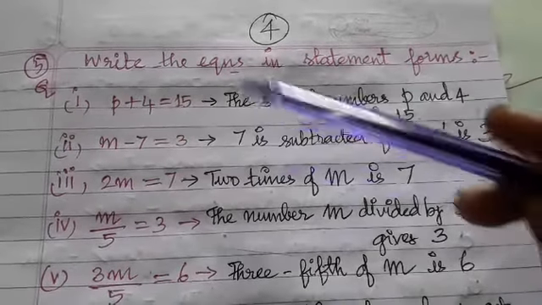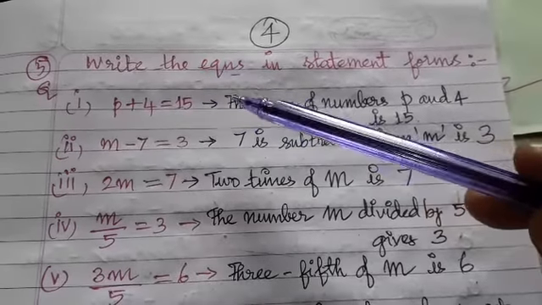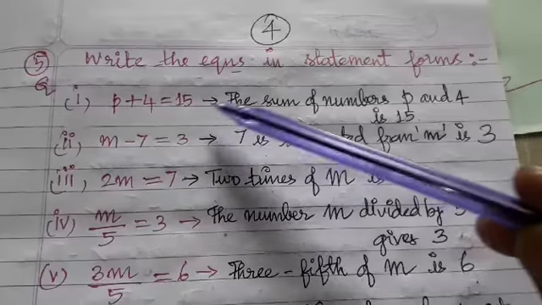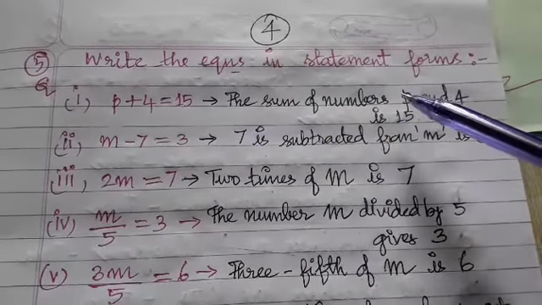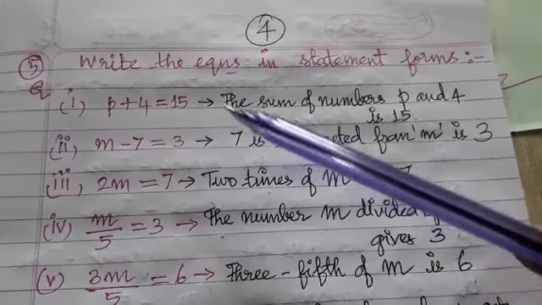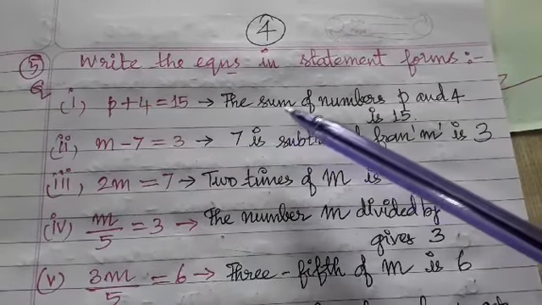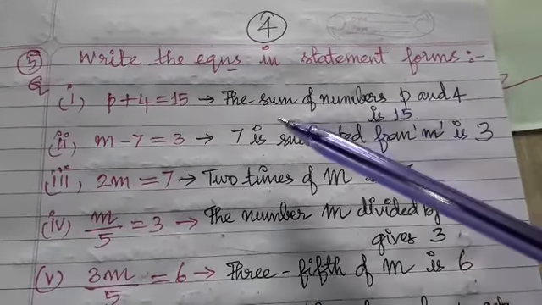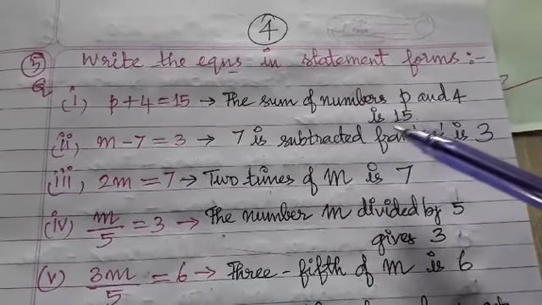Then fifth question. What is asked in the fifth question? Write the equation in statement form. That means what? Equation is given. You have to convert into word statement. So what is the first problem? P plus of 4 equal to 15. So what you have to write in statement? The sum of numbers p and 4 is 15.